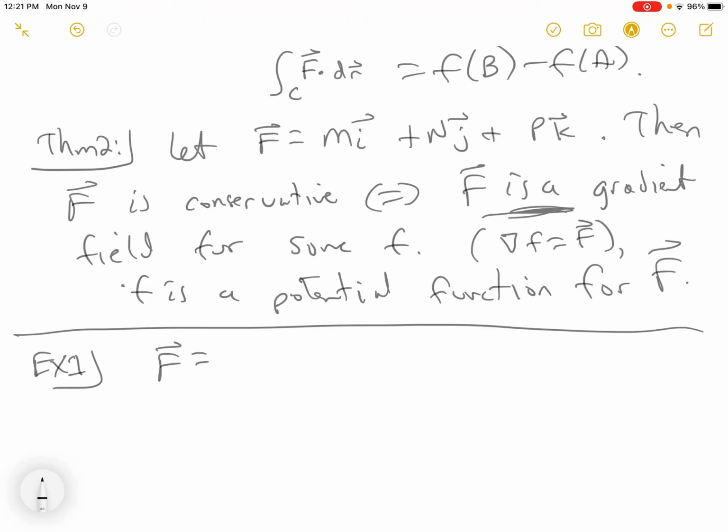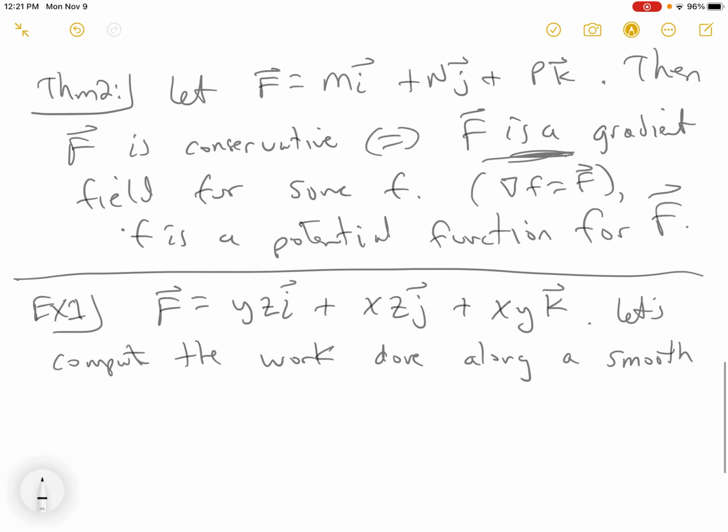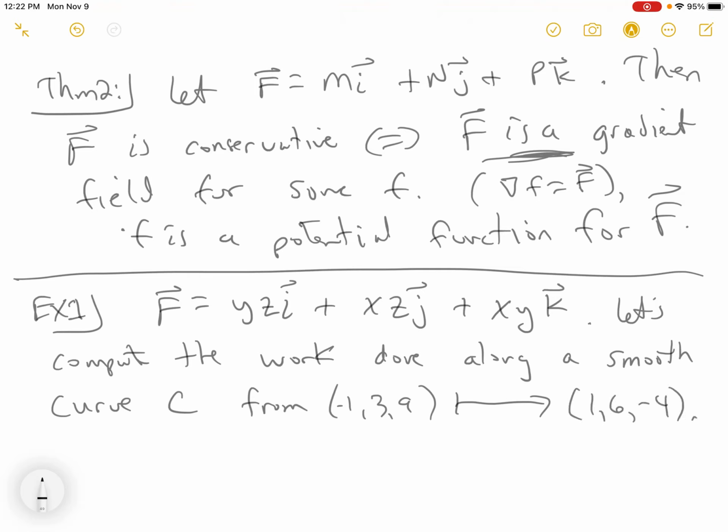Let's let F equal yz i plus xz j plus xy k. So let's compute the work done along a smooth curve C from -1, 3, 9 to 1, 6, -4.